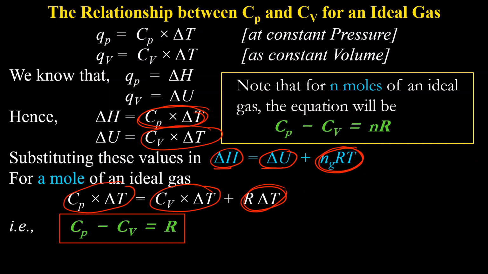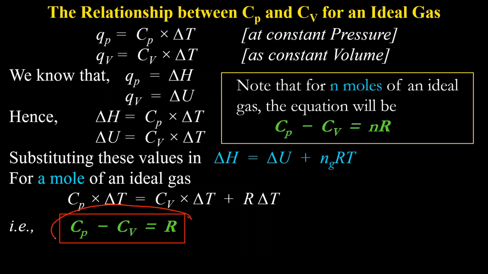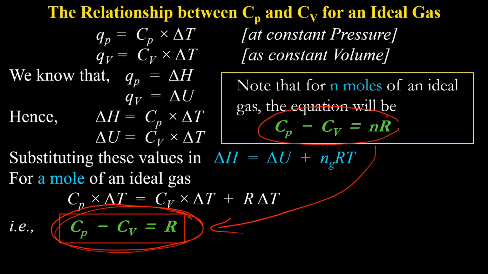Normally you will be asked to derive this relationship only, Cp minus Cv equals R, but in numericals there might be n number of moles. So you will use this relationship, and I advise you to memorize the relationship with n. If it is 1 mole, obviously this n will be 1, so you will get the same relationship, Cp minus Cv equals R. It is better to memorize the relationship Cp minus Cv equals nR. Otherwise, there is a chance that you can skip the number of moles in the numerical.